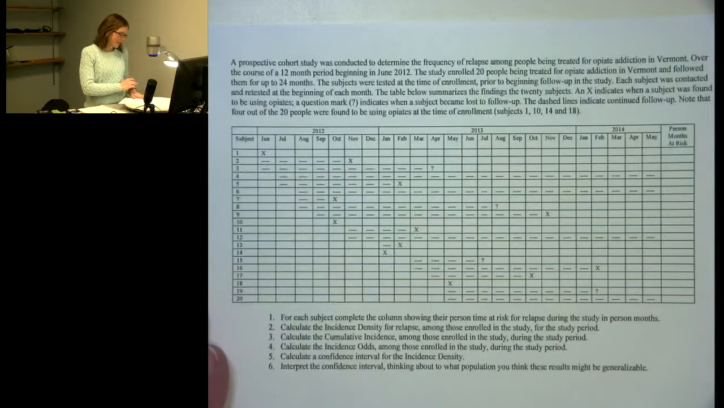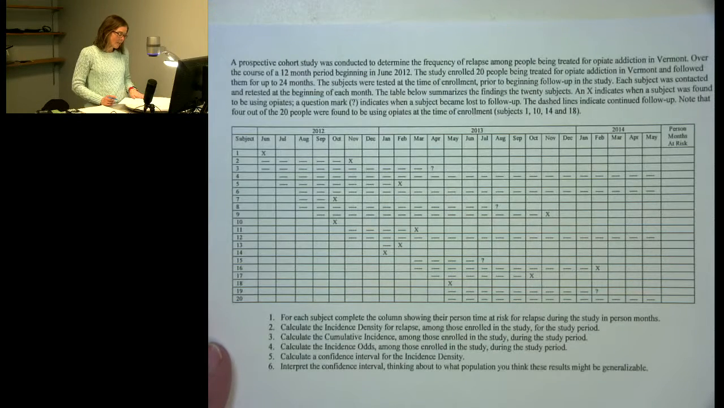We had a prospective cohort study conducted to determine the frequency of relapse among people being treated for opiate addiction in Vermont. Over the course of a 12-month period beginning in June 2012, the study enrolled 20 people being treated for opiate addiction in Vermont and followed them for up to 24 months. The subjects were tested at the time of enrollment in the study, prior to being followed up. Each subject was contacted and retested at the beginning of each month. The table below summarizes the findings in the 20 subjects.